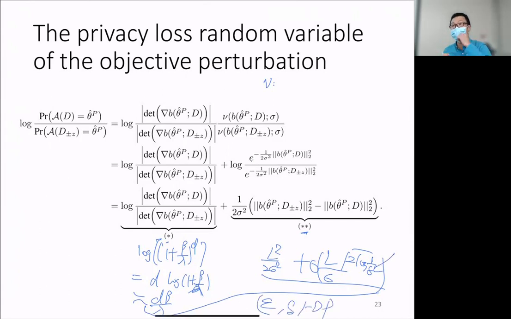That's a full proof for the privacy analysis of the objective perturbation, which is quite cute as we use a change of variable and then bound the privacy loss random variables in an interesting way. I'll summarize the result and provide a more concise bound for the epsilon delta DP analysis of objective perturbation, and then tell you a bit about how we can do the utility analysis for this more interesting algorithm in the next lecture.